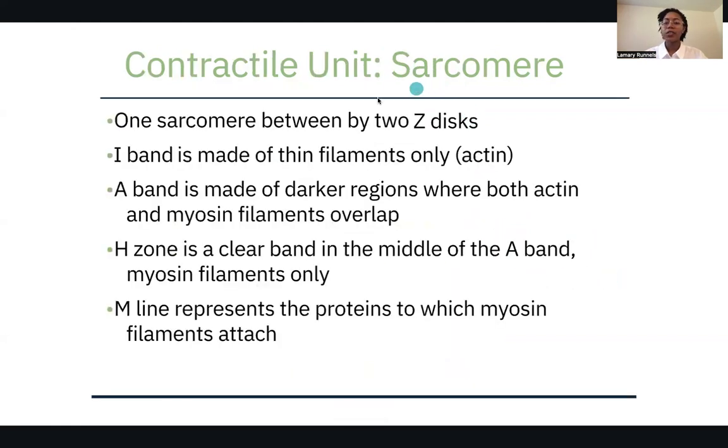All right, so looking at a sarcomere a little bit more closely, one sarcomere is between two Z discs. You have an I band, an A band, an H zone, and an M line. So the I band is made of thin filaments, or just the actin. The A band is made of the darker regions where the actin and myosin overlap each other. The H zone is a clear band in the middle where the myosin filaments are, and only those filaments. And then you have an M line that represents the proteins to which myosin filaments attach.